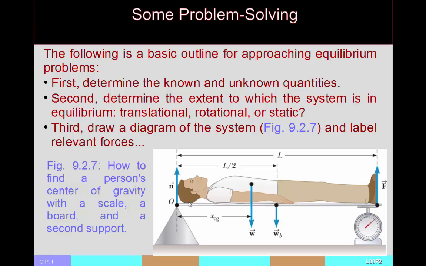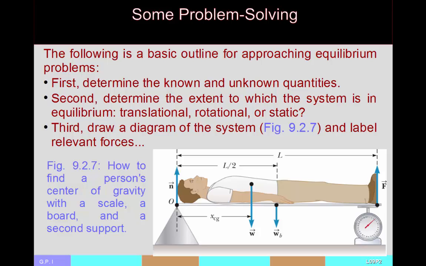So for example, if you want to find the center of gravity for a person, you might do it by putting a scale under the person's feet, having a board run from that scale to a second support structure, and then the person can lie down on the board. The scale will read how much force the scale is applying to keep the whole system in equilibrium. You would also have needed to weigh the board alone and maybe the person alone on the scale.